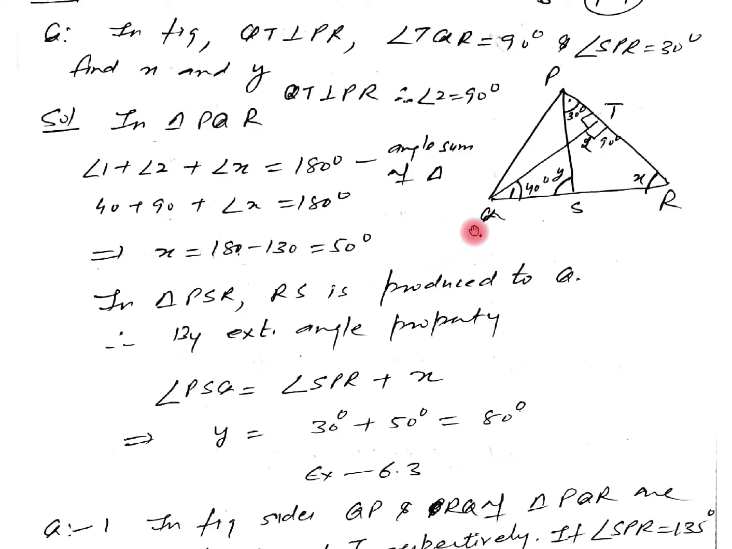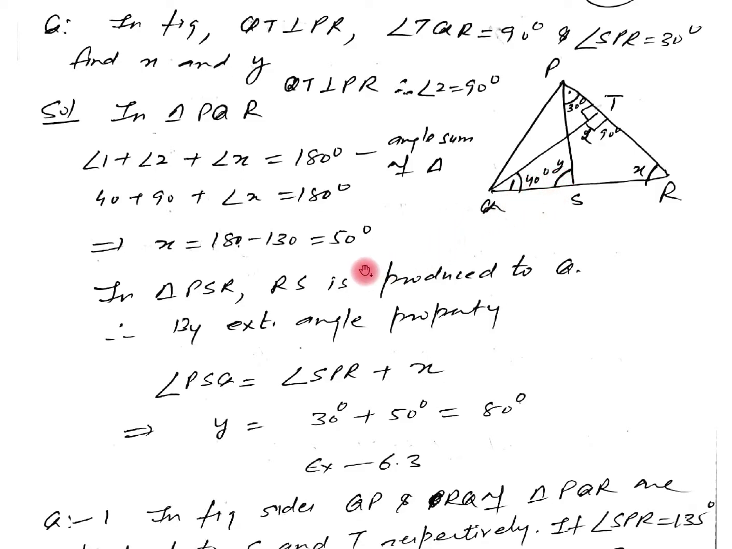Now we have to find out the value of Y. Just see here, in triangle PSR, this side RS is produced to Q. So this will be the exterior angle of triangle PSR. See this point very carefully. We have to find out the value of Y. Looking at the triangle PSR, this is the exterior angle of this triangle.